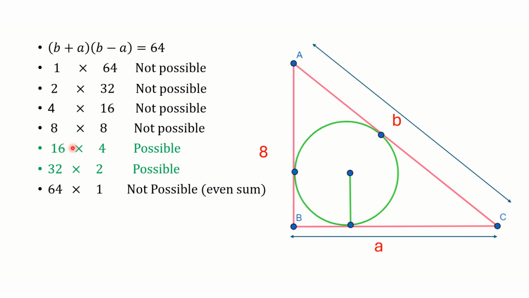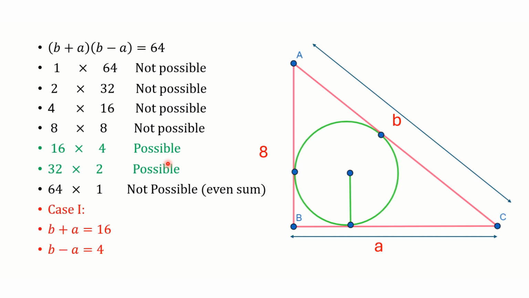If you want, you can check for these two also, because 16 plus 4, that is 20, that is an even number. So this is possible. 32 plus 2, that is 34, that is possible because that is an even number. So these are the only two possible cases for which these two positive integers, if you multiply them, the product will be 64.